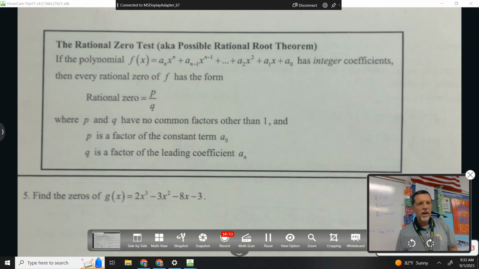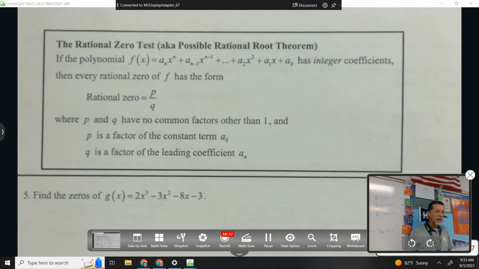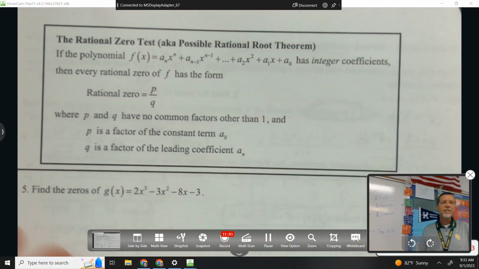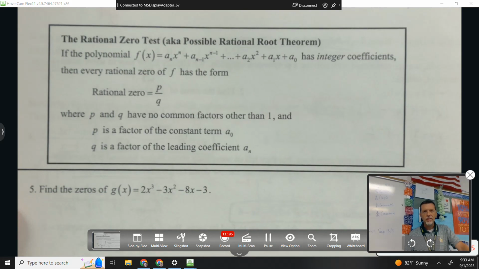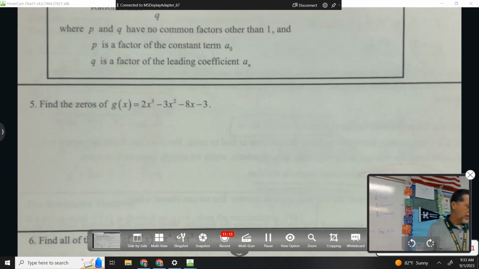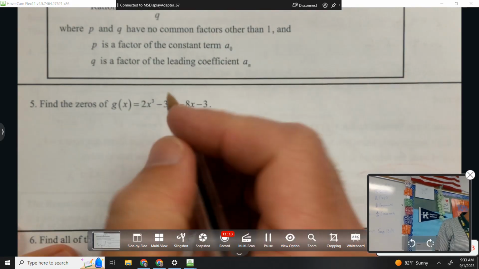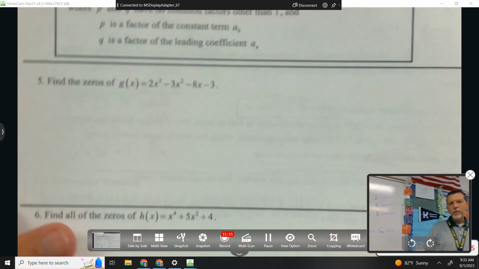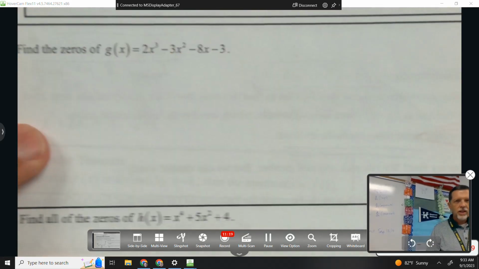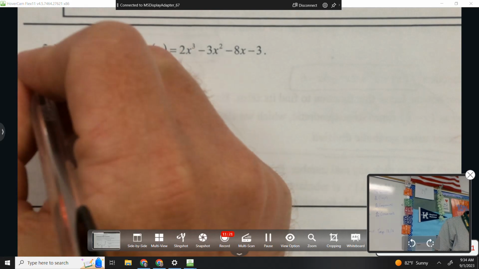All right, that box is the official way of saying what I just said. The possible rational zeros are factors of last over factors of first. So let's just jump to number 5. Find the zeros of that thing. Actually, before we get started, how many zeros are there of that thing? 3. So I know there's 3 answers.